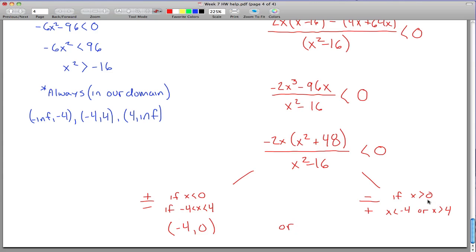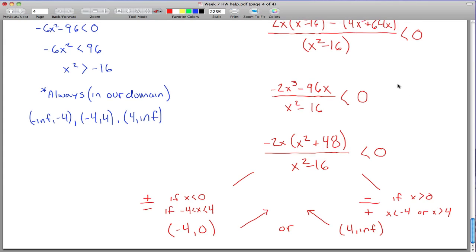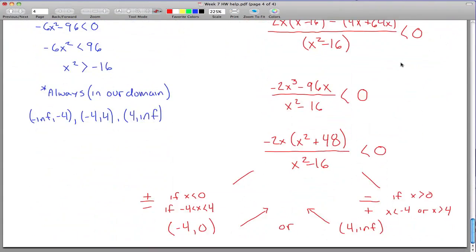And for this, we need x to be positive, and we need either x to be less than negative 4. Well, that can't happen, right? You can't be less than negative 4 and be positive. Or x be bigger than 4. So we need x to be bigger than 0 and x to be bigger than 4. Another way of saying that is everything from 4 to infinity. So finally, taking these two guys together, we get that our final answer is we are decreasing. No, concave up. We're concave up on this interval here.